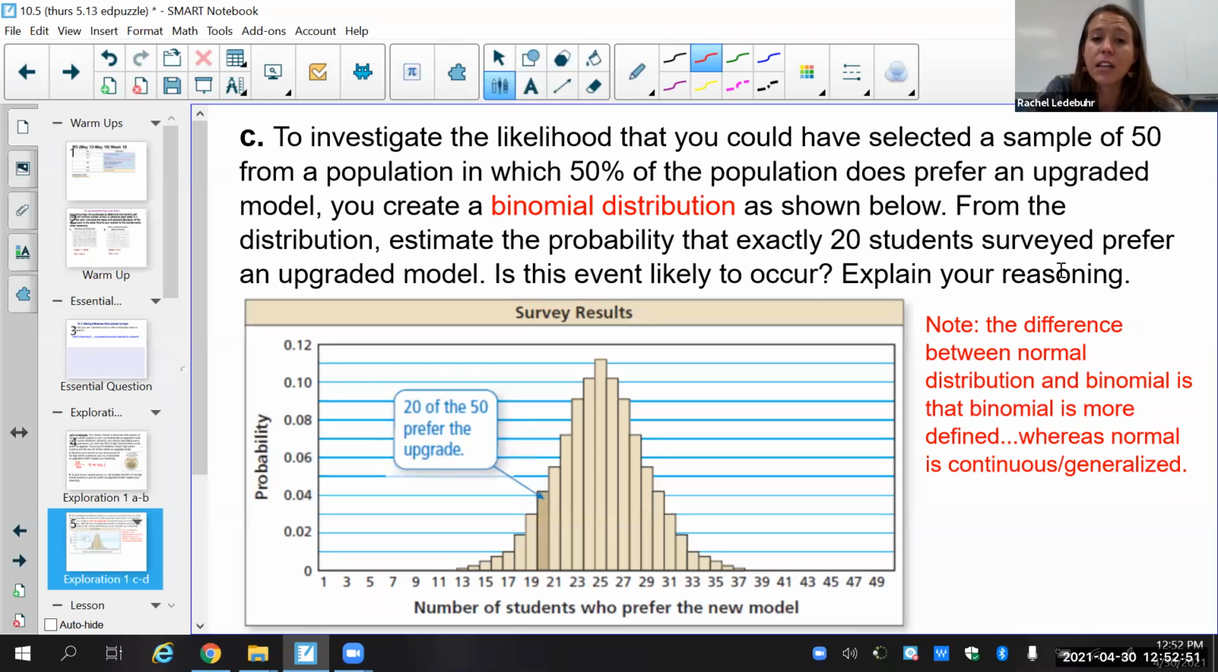First thing I want to point out is this word binomial distribution. We've been using the word normal distribution mostly. Binomial, it's very similar. You're like, Miss L, it's the exact same shape, right? The only difference is normal is more generalized. It's continuous. It's if we have a ton of data points. Binomial is a little bit more defined. We have a set number of data points.